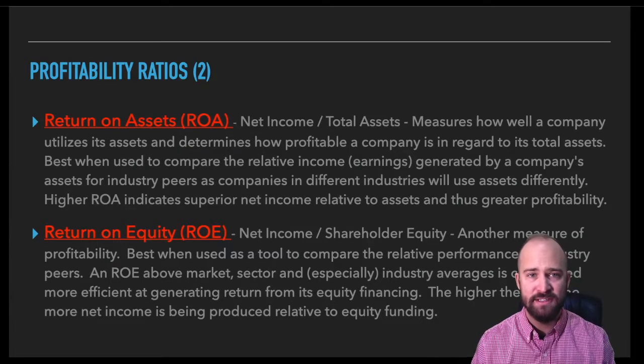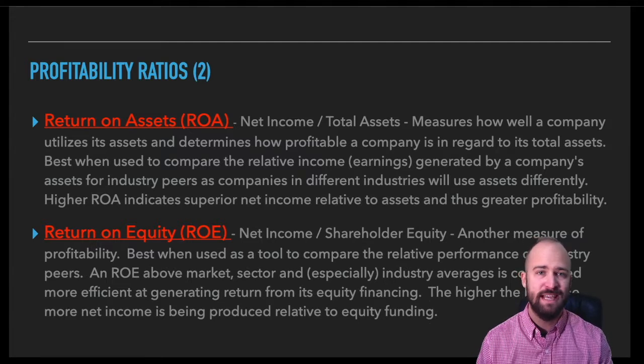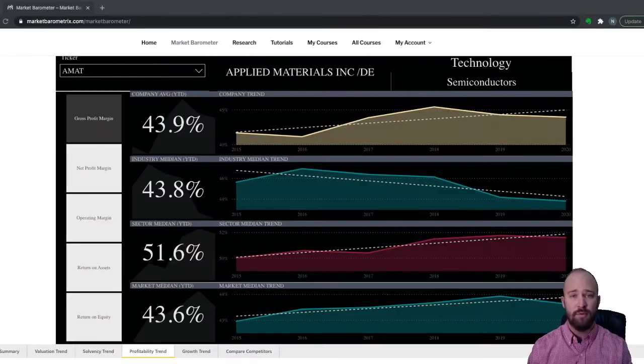Now that we have a better understanding of the financial ratios associated with profitability, let's continue our analysis of Applied Materials. So here we are in the Market Barometer. I have us in the fundamental analysis section of the software, and this is the profitability trend tab. This is going to give us access to all the financial ratios associated with profitability.